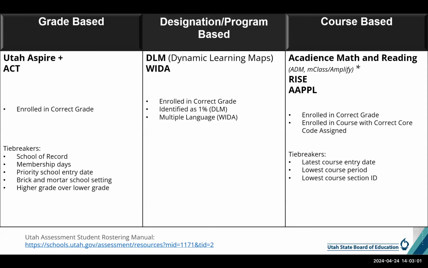Starting next school year, I should mention that Acadience Reading will only be administered through ALO. We are not going to be dealing with Amplify anymore, and we will be rostering students into ALO. There won't be any more manually rostering of students in ALO. Through ADM, we will still be offering Acadience Math. You have the option to choose ALO or ADM for math.